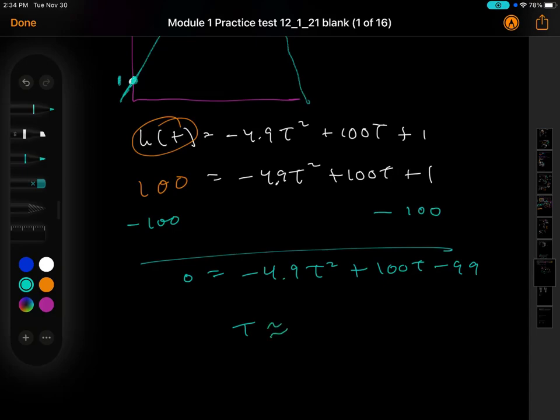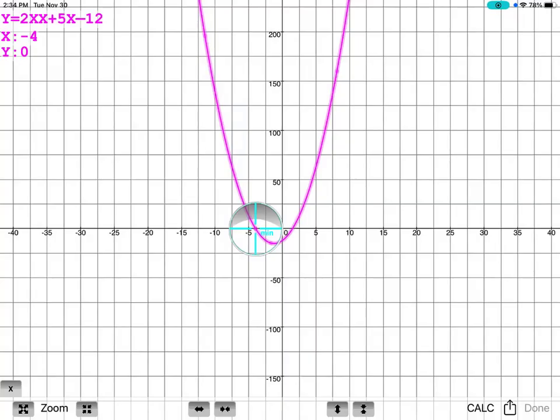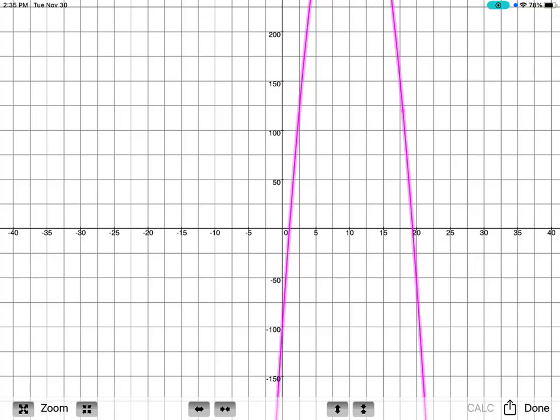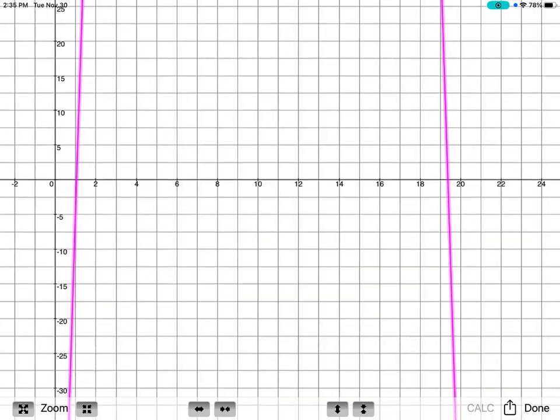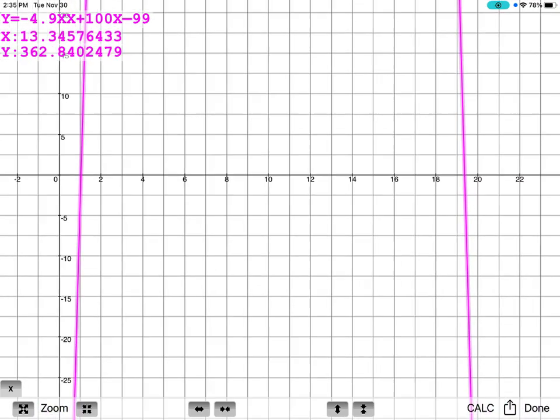Negative 4.9x squared plus 100x minus 99. Okay, so I got two values, 1.04 and 19.36.